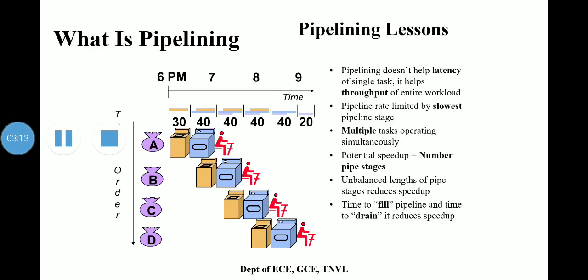Now the lessons from pipelining: pipelining doesn't help the latency of a single task, it helps the throughput of the entire workload. Pipeline rate is limited by the slowest pipeline stage, with multiple tasks operating simultaneously. Potential speedup is equal to the number of pipeline stages. Unbalanced lengths of pipe stages reduce the speedup. The time to fill the pipeline and the time to drain it also reduce the speedup.